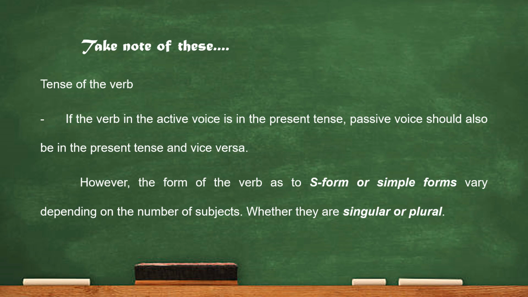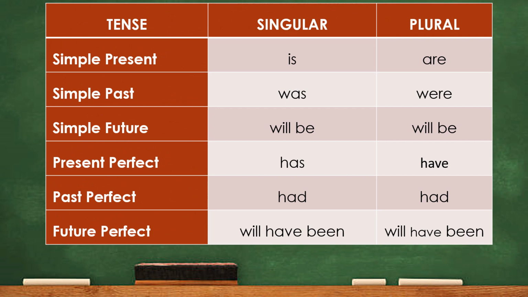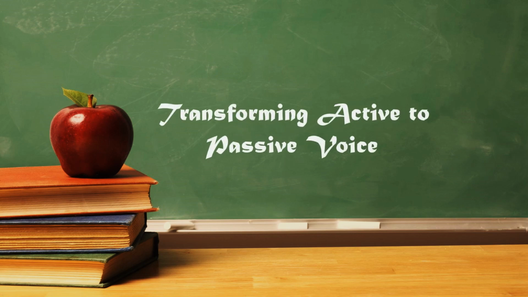In passive voice, the main verb is usually introduced by a be verb. Do you have any idea what those are? Let me show it to you. These are the auxiliary verbs or the be verbs that you may use depending on the tense of the verb or the number of the subjects. Transforming active to passive voice.